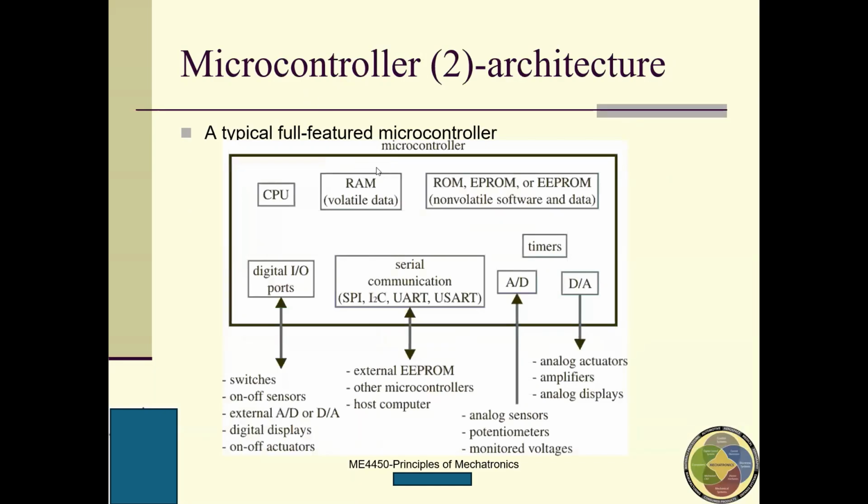Here is a typical full-featured microcontroller. There are a lot of acronyms I want to tell you one by one. This is the CPU, and the RAM holds volatile data. Volatile data means it is available while the computer is on. When you turn off your computer, the data disappears unless you save it. Then we have ROM, EPROM, EEPROM.